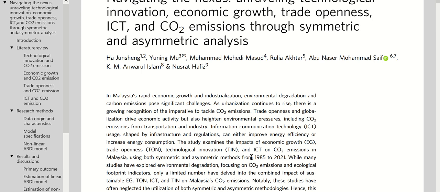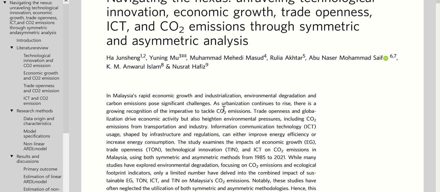In the third step, now we can see what the study aimed to do. The study examined the impact of these variables, economic growth, trade openness, technological innovation and ICT, on emission from the period of 1985 to 2021. The data period is 1985 to 2021, which means this is a long-term time series analysis.